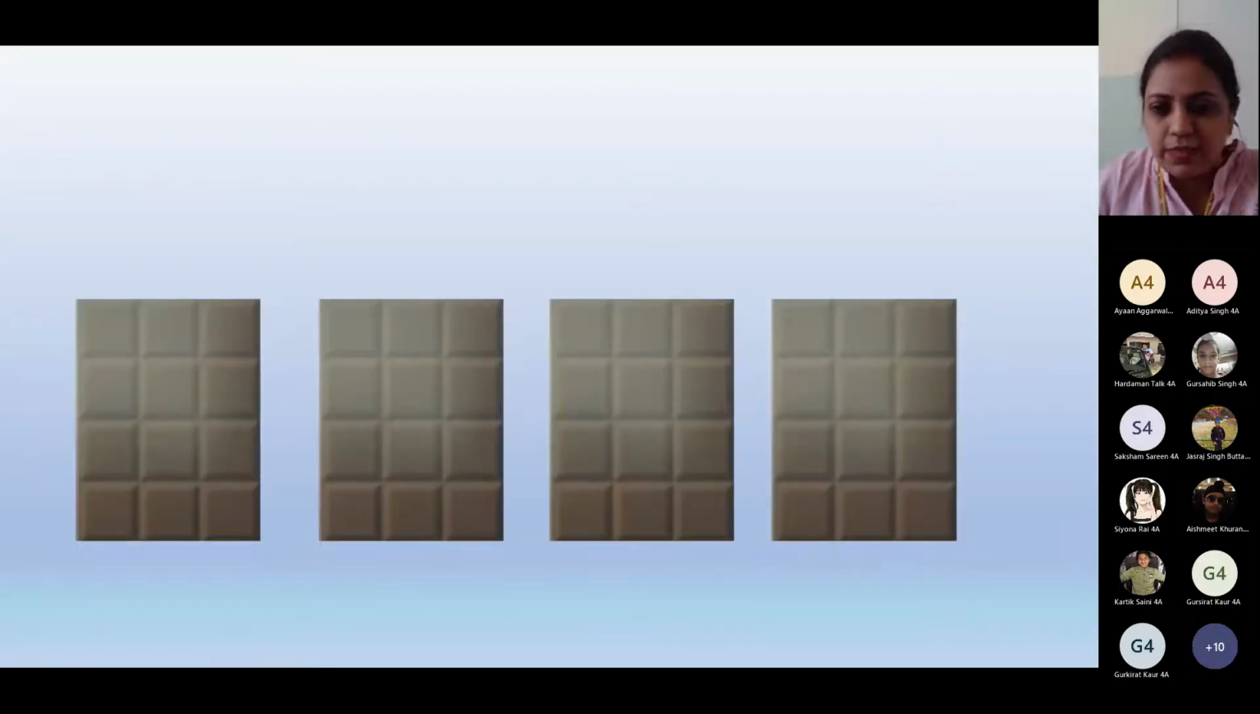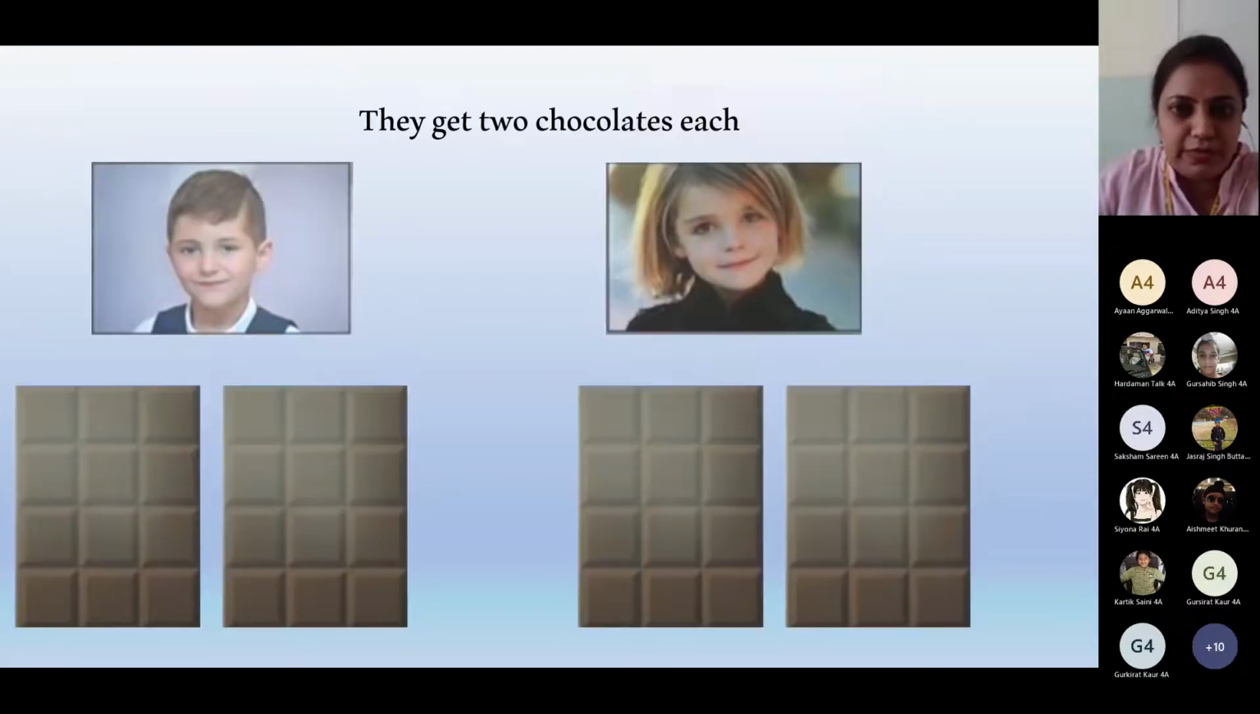So what is this? These are yummy chocolates. Abir's mother got 4 chocolates. So his mother will divide these chocolates between Abir and his sister. So 4 chocolates will be divided equally between Abir and his sister. 4 divided by 2 is 2. So Abir will get 2 chocolates and his sister will also get 2 chocolates. They get 2 chocolates each.